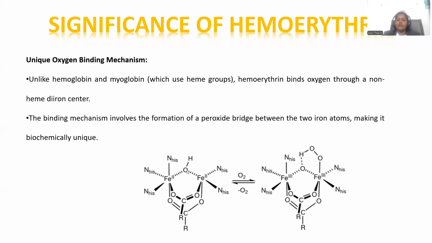And here oxygen bridges between two irons. Here also oxygen bridging. But moreover, the peroxy linkage is noticed in the oxygenated but not in the deoxygenated form, and hydrogen bonding is present in the oxygenated form but not in deoxygenated. This is the way structural distinctive factors operate in the oxygen binding capability of hemerythrin. The binding mechanism involves the formation of a peroxy bridge between the two iron atoms, making it biochemically unique in nature. This oxygenated form of hemerythrin is unique in its applicability in the biological and biochemical field.